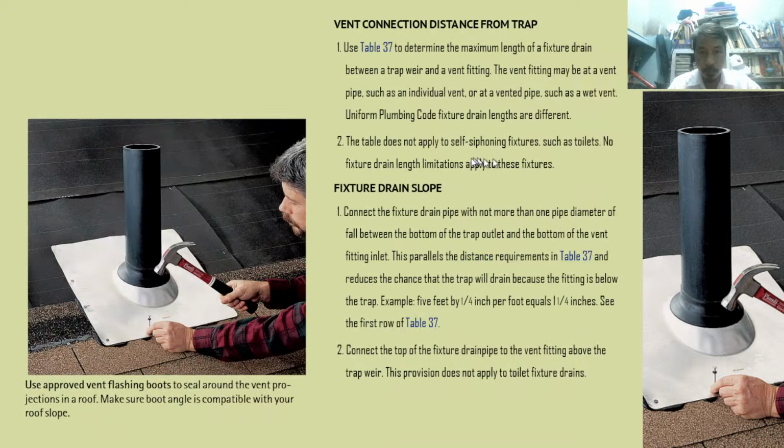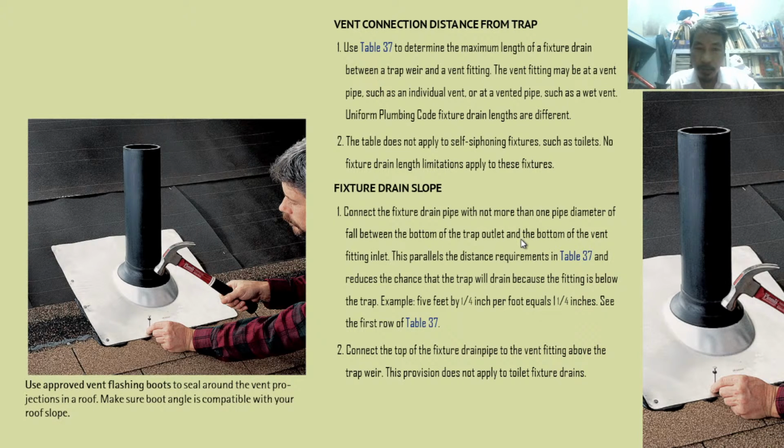So the table does not apply to self-siphoning fixtures such as toilets. No fixture drain length limitation applies to this type of fixture. So for a self-siphoning fixture, there is no provision for maximum length of fixture drain between trap weir and vent fitting. Okay. Fixture drain slope. Connect the fixture drain pipe with not more than 1 pipe diameter of fall between the bottom of the trap outlet and the bottom of the vent fitting inlet. Okay.